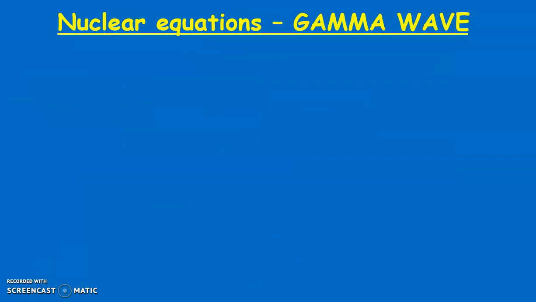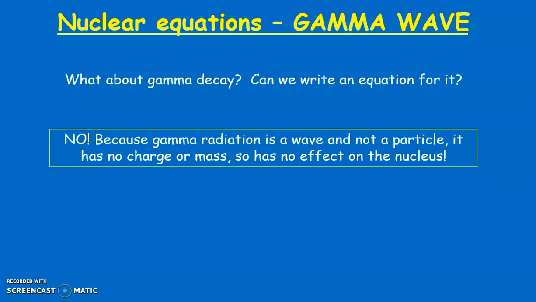Nuclear equations for gamma. Could we have a gamma radiation equation? No, because gamma radiation is a wave, it's not a particle. It has no charge, no mass, no effect on the nucleus. There is nothing for us to write an equation for gamma. There are no equations for gamma.